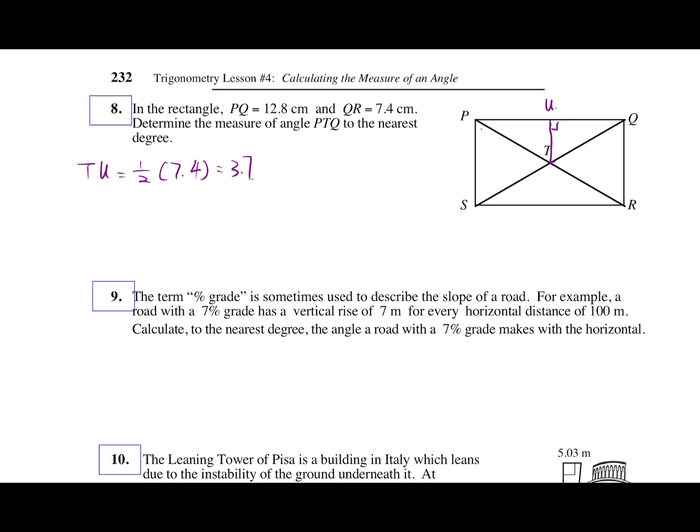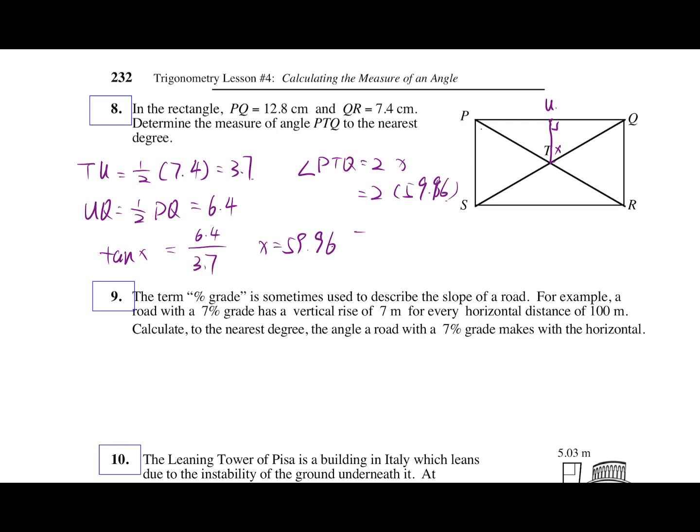And now we can see this is the middle point, so UQ is half of PQ, which is 6.4. Okay, and now we can find tangent x for this one: tangent x equals 6.4, opposite, divided by adjacent, 3.7, which is TU. So x equals 59.96, and angle PTQ equals 2x, so it's 120 degrees.